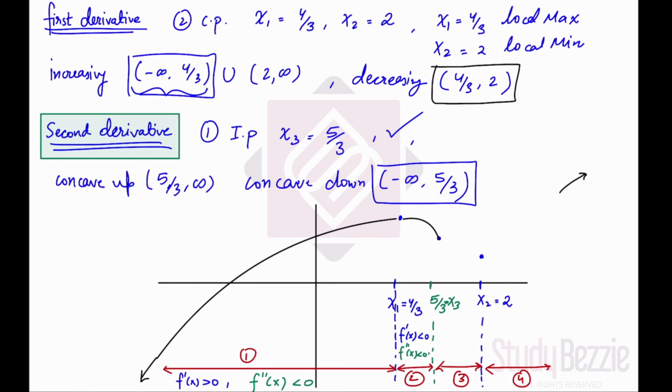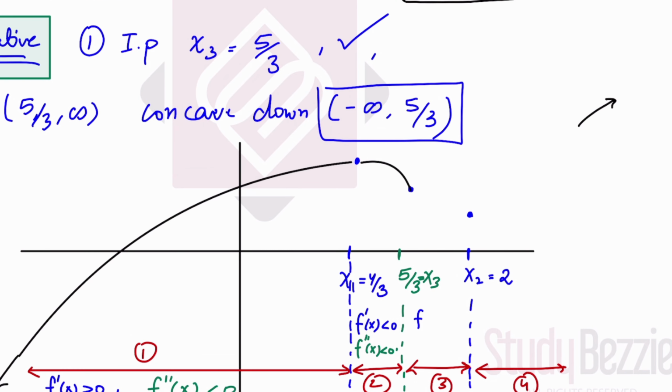For interval 3, you've got to know that it's the interval where the function is still decreasing, because it's in between the values of 4 over 3 and 2, but the concavity has changed now. Here, my first derivative is still less than 0, so it's still decreasing, but my concavity has changed to concaving up. So from there to this point, this will be a function that's decreasing but concaving up, so it still looks like this.